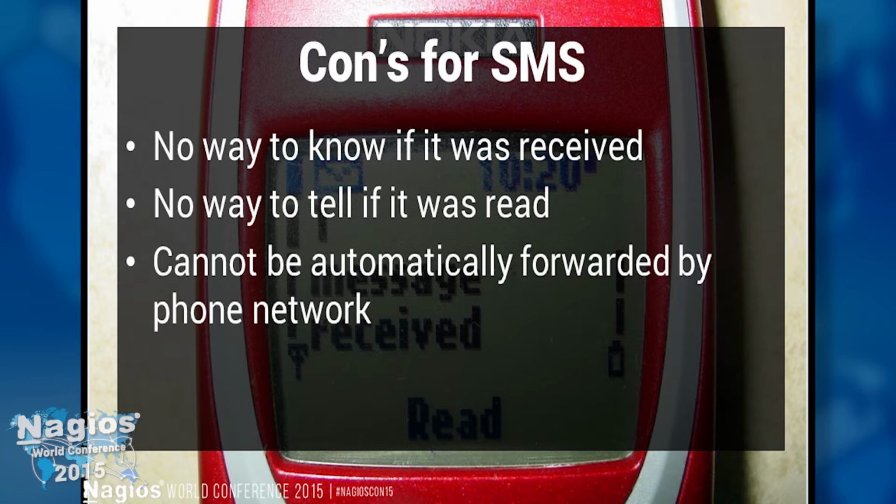There's no way to know if it was received, or no reliable way as part of the actual standard. There's no way to tell if it was read, and that's probably the biggest problem with sending notifications. You need to know the person's read it. And it cannot be automatically forwarded by your phone network.